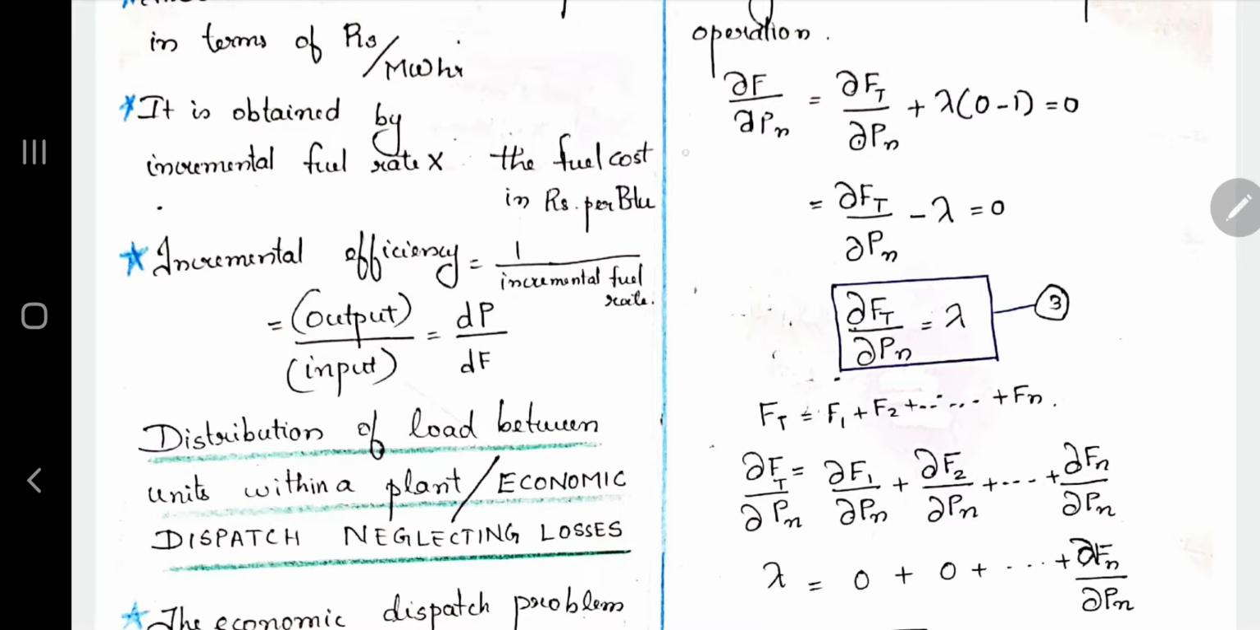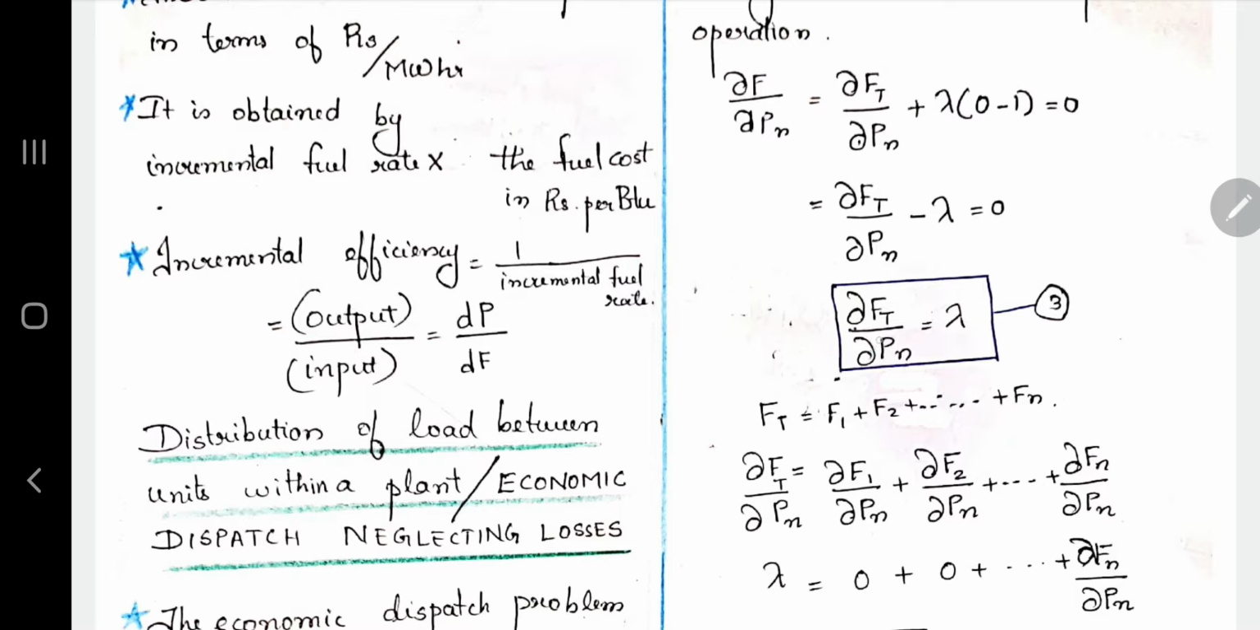And what is the purpose of this? Normally, for finding the solution of a minimization or maximization problem, we equate the derivative to 0. So here we are equating the derivative to 0: dou f by dou Pn is equal to dou Ft by dou Pn plus lambda into 0 minus 1, equal to 0. While simplifying this equation, you will obtain dou Ft by dou Pn minus lambda is equal to 0.